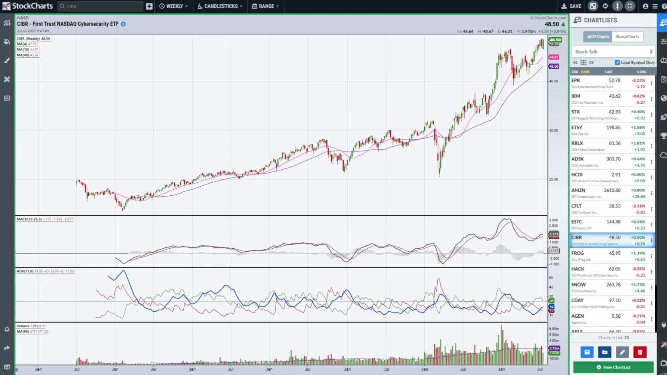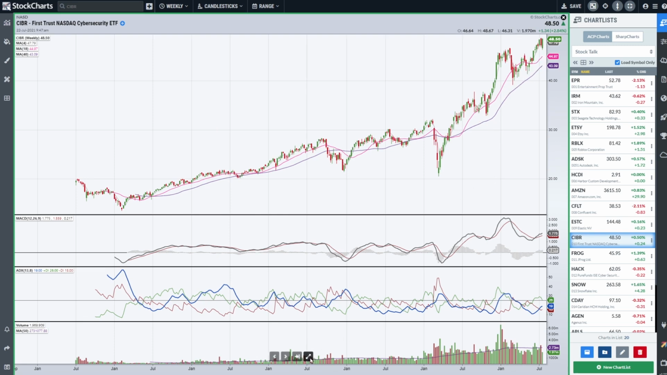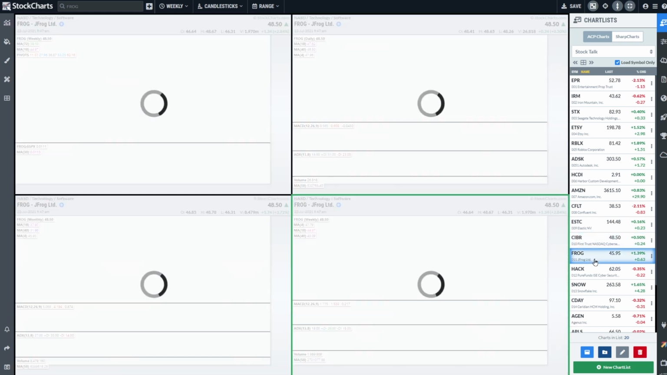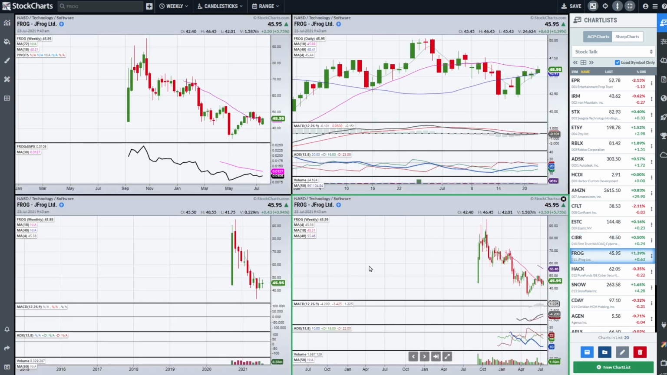So I'd probably do something along these lines. I'd be watching this with the trend line underneath. And if ADX doesn't get above 25 and we end up coming back down through and breaking that trend line, that would be a sell signal for me. So let's go on to the next stock, FROG.